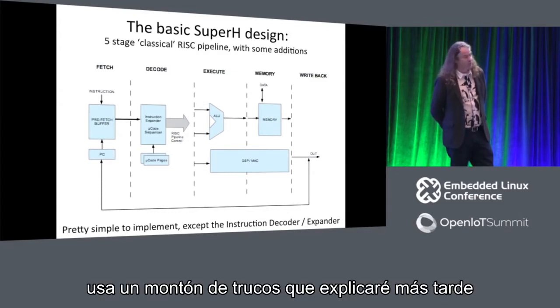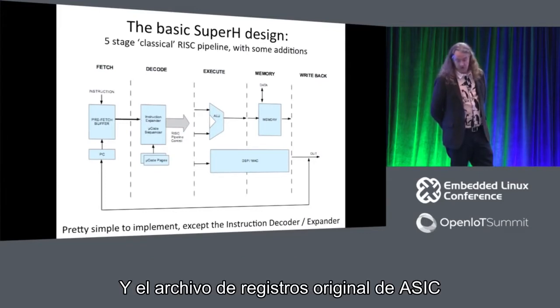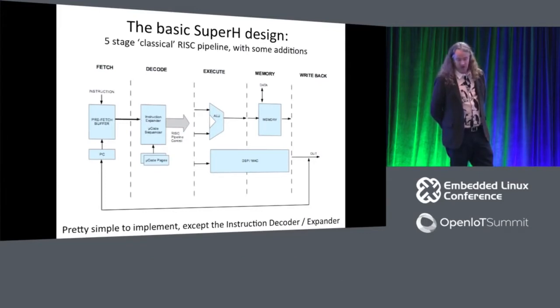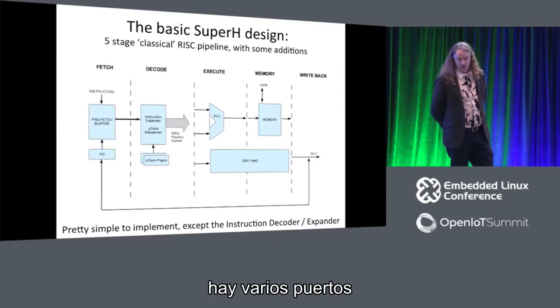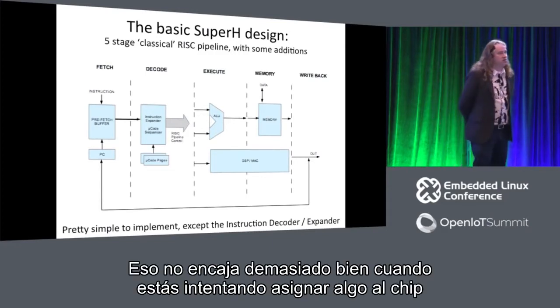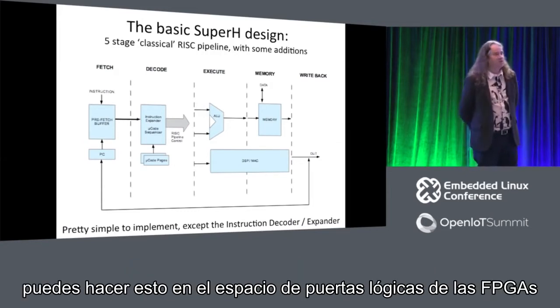It uses a bunch of different tricks, and we'll show you what that means later. But what's missing from this diagram, because it's hard to put on there, is the register file. And the original SH register file, like in any complex design, was a full custom block in the ASIC. It had multiple write ports and multiple read ports. That doesn't map very well when you're trying to do something on the cheap. FPGAs, you can do it. It uses a lot of gate space.